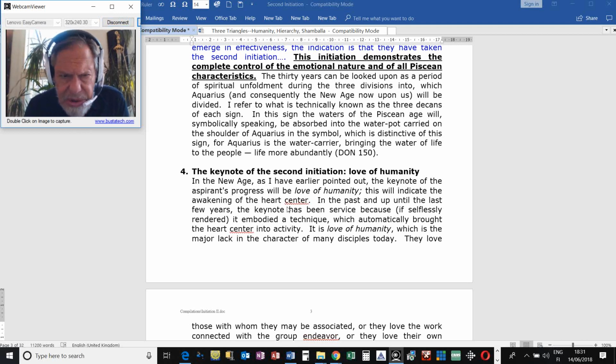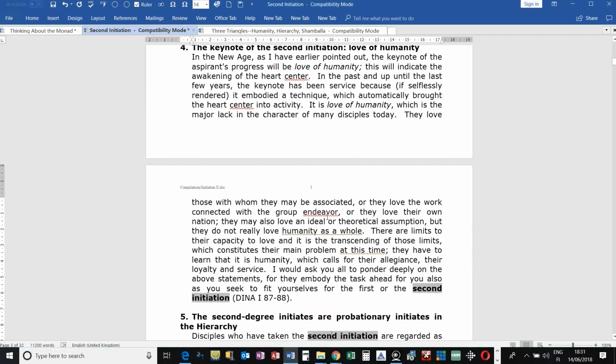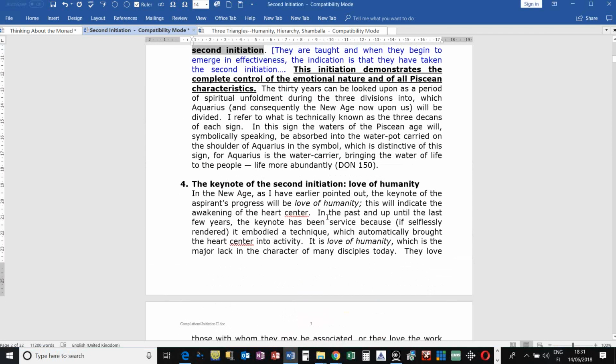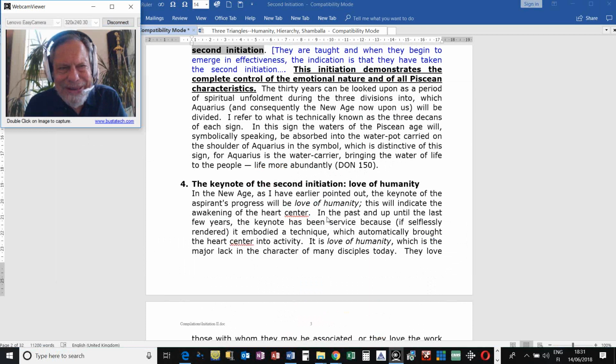All right, here's the next one. It's about the keynote of the second initiation. It is Love of Humanity, from Destiny of the Nations. No, it's from Dinah, 87 and 88. Have we already exhausted the Destiny of the Nations? I always have this fear of leaving things out. It's a compulsion towards completeness, but then we are completeness itself in our utmost essence. So in a relative life, in a relative universe, we cannot search for anything but relative completeness.